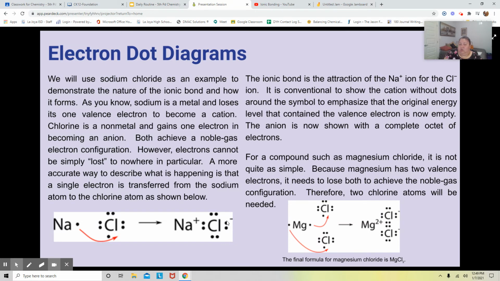But since chlorine had 7, it gained 1, we will show that valence shell of electrons that's full for the element, for the anion chlorine.